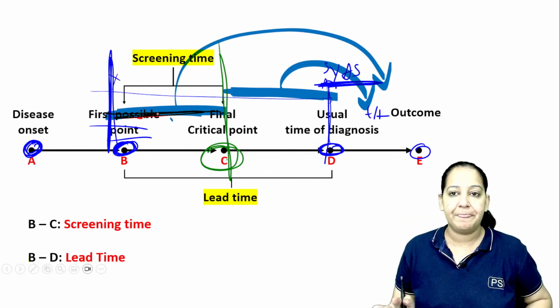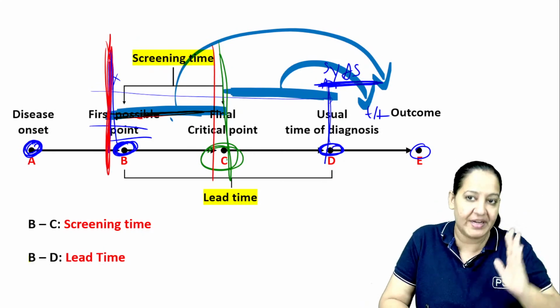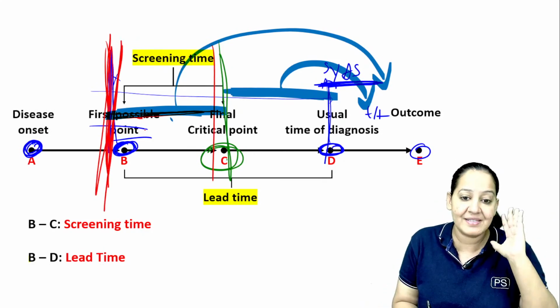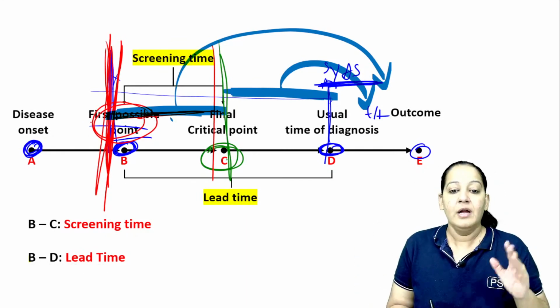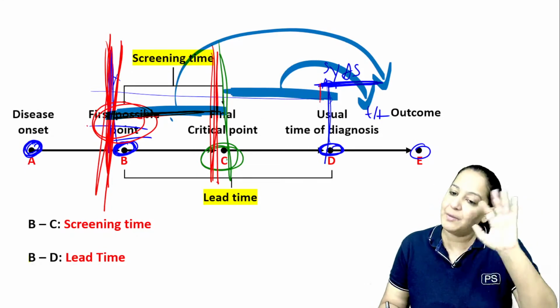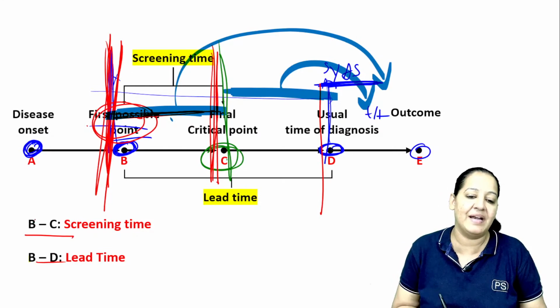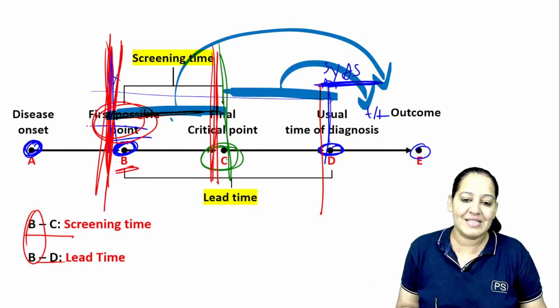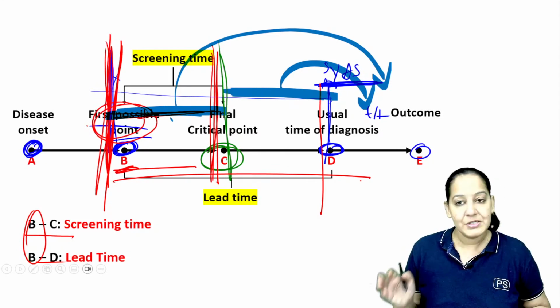So what is lead time? And this is known as screening time. You can see the starting point of lead time and screening time is the same. That is the earliest possible point of detection. But the end point is different. For the screening test, the end point is the critical point, and for lead time, the end point is usual diagnosis. Got it? So you can see BC and BD. The starting point is B, so B is the same for both. Everyone say yes. Got it? So this is the thing.